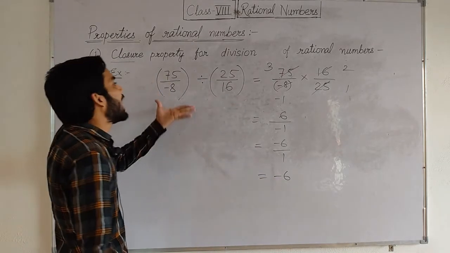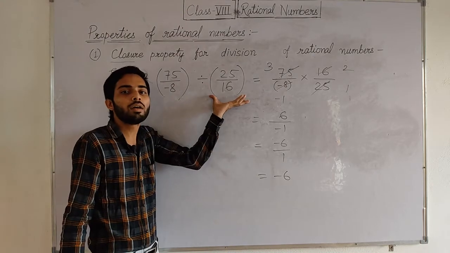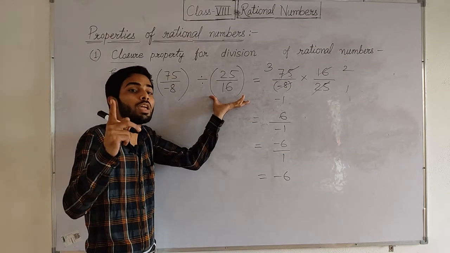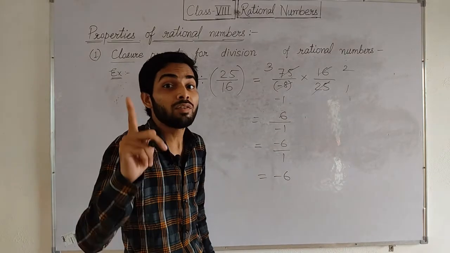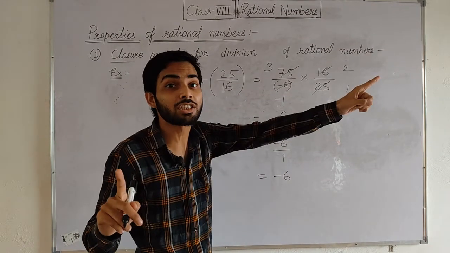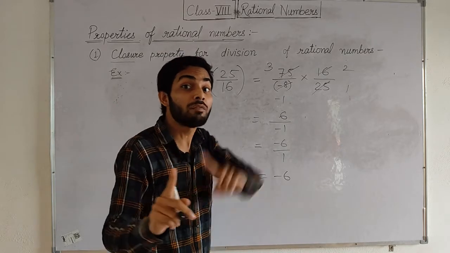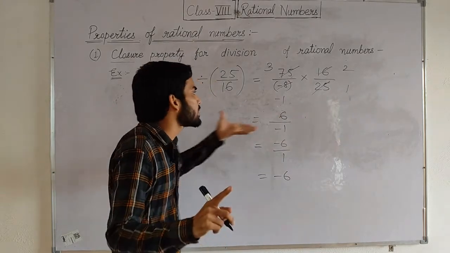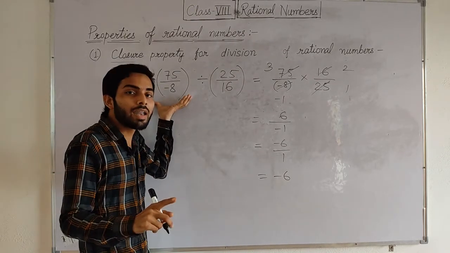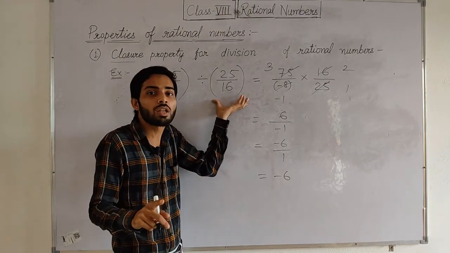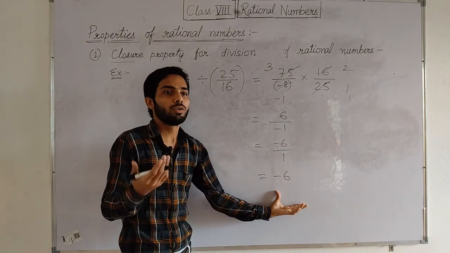So by dividing a rational number by any other rational number, we are getting a rational number, my dear students, but we do not always get a rational number. In the case of division, we do not always get a rational number. This is the example where we saw that on dividing a rational number by any other rational number, we are getting a rational number. Okay, no need to worry here.